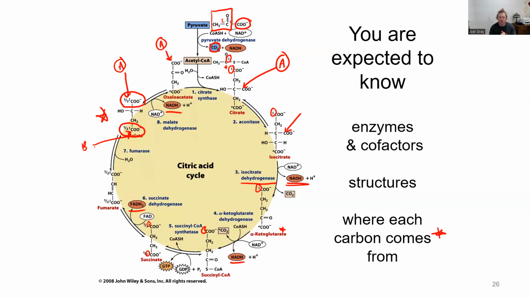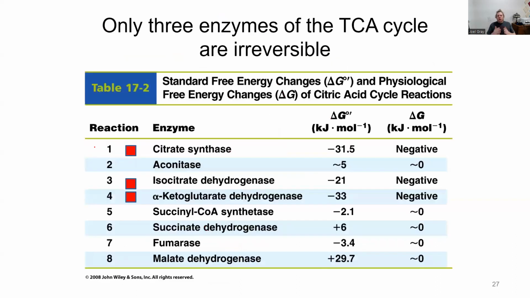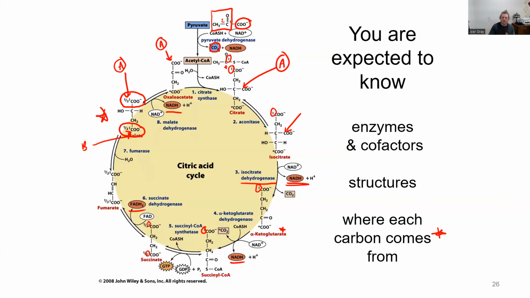But these are the major components and players of the citric acid cycle: the enzymes and the cofactors, the structures of the individual molecules, and where each one of those carbons come from. Now, only 3 of the enzymes of the citric acid cycle are completely irreversible. Those enzymes are citrate synthase, isocitrate dehydrogenase, and alpha ketoglutarate dehydrogenase.